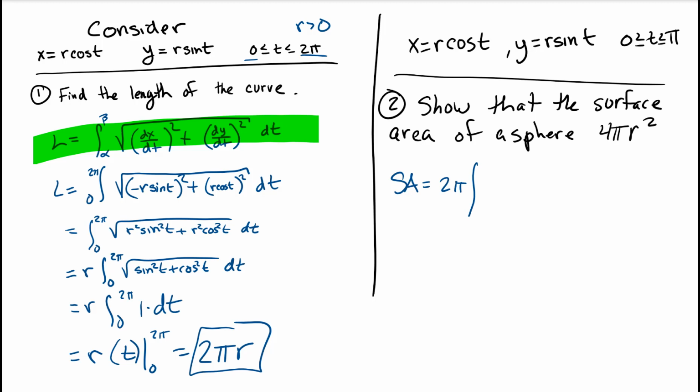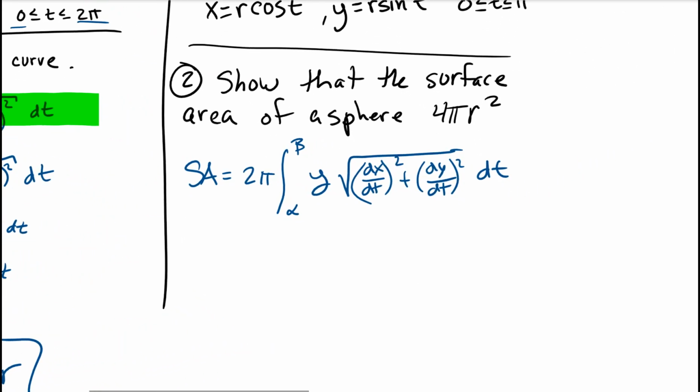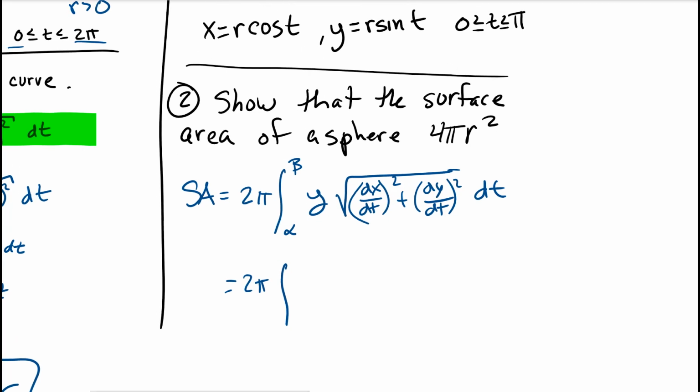But now we can't take our integral from a to b. We're actually going to need to go alpha to beta. And that's going to be y times our arc length, the square root of dx dt all squared plus dy dt all squared, dt. Well, we don't want to write in y, so we have S equal to 2 pi, and now we're going not from 0 to 2 pi anymore, but from 0 to pi.